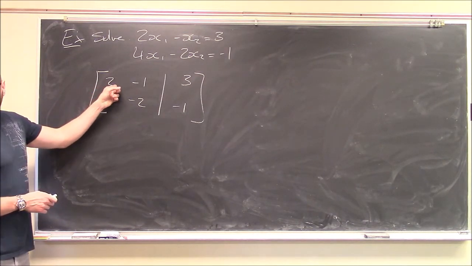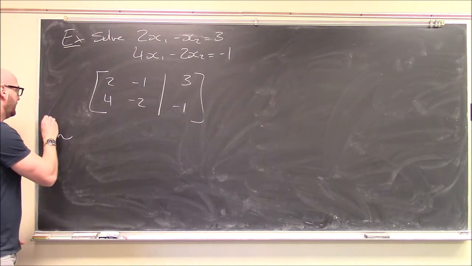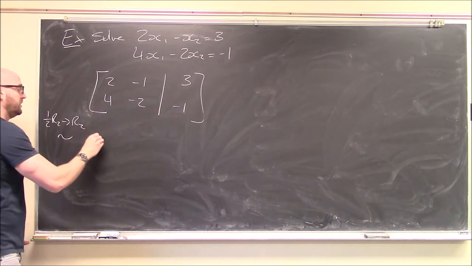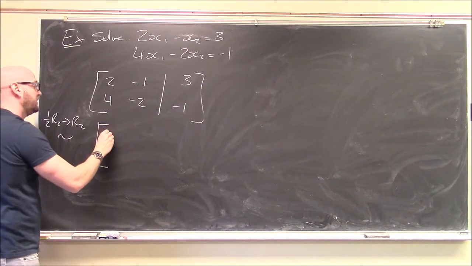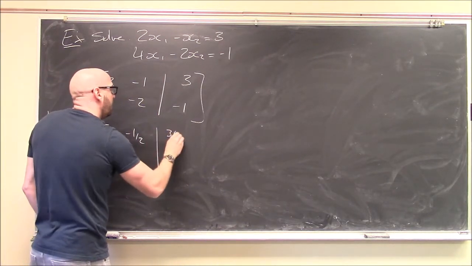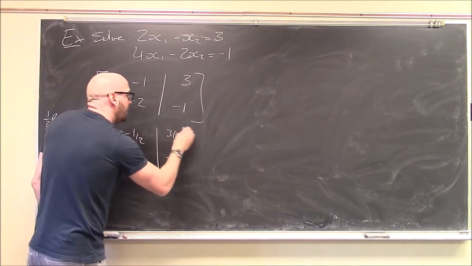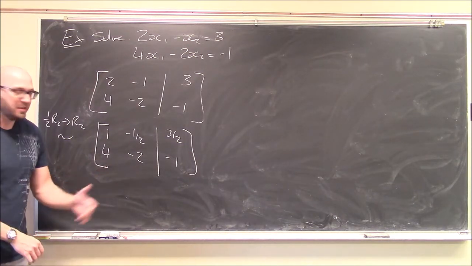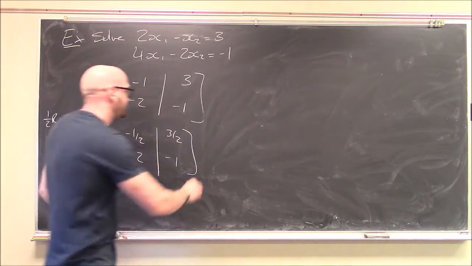Let's just divide the first row by 2. Okay, so we're going to do 1/2 of row 1 will replace row 1. So divide the first row by 2 and get 1, minus 1/2, 3/2, and then 4, minus 2, minus 1. You generally want to avoid fractions as long as you can because they're not as nice to work with, but there was no easy way to avoid it here.